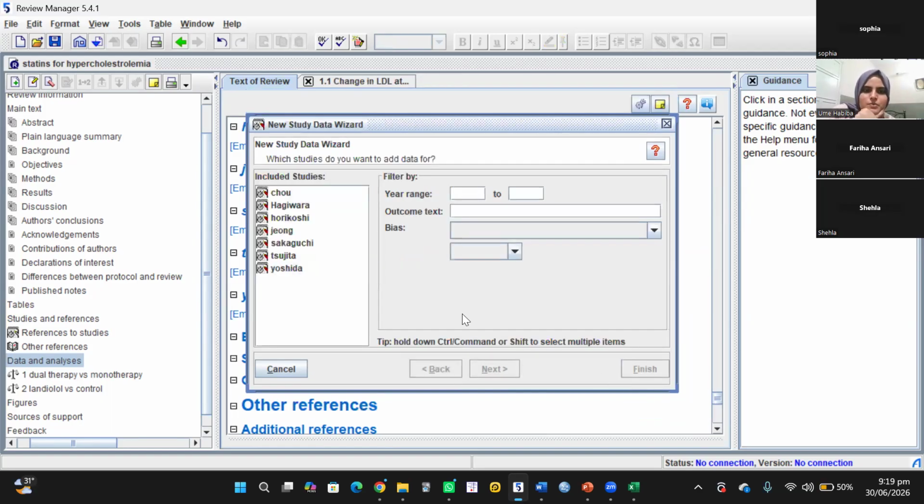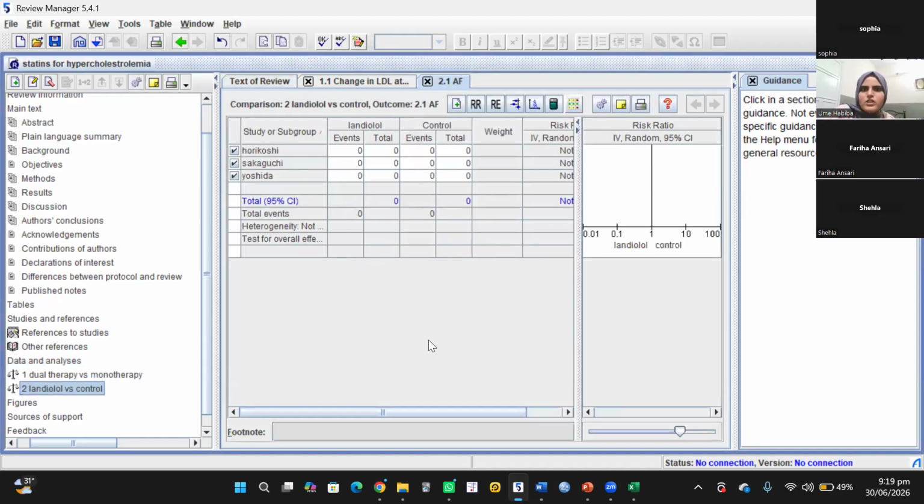Continue. Now, see, these are all the studies that I've given to the system as of yet under this one review. But what were the 3 studies reporting that outcome? I have the option of including them. Those were Horikoshi, Sakaguchi, and Yoshida. Right. Finish. I have the data now.